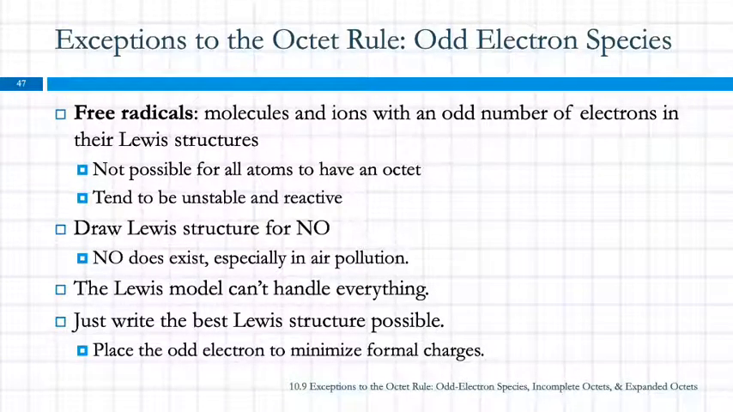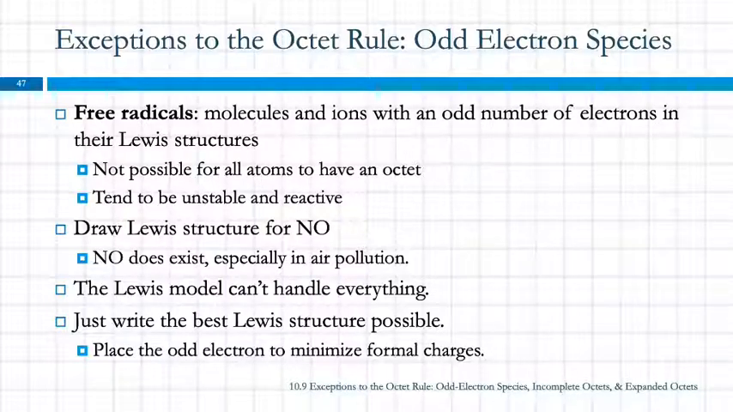So exceptions, of course there had to be exceptions, right? It's a rule, there's got to be exceptions to the rule. One of the ways there are exceptions is if you have a molecule with an odd number of electrons. Because if there's an odd number of electrons, how can they pair up, right? There's got to be somebody left out.